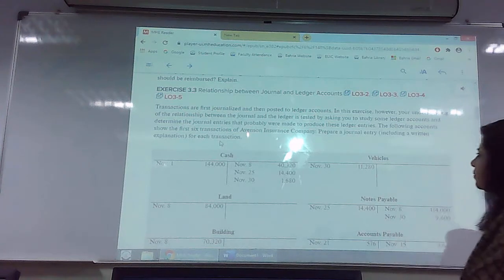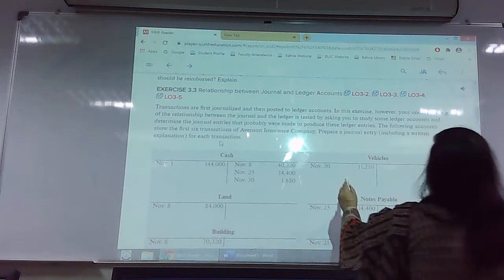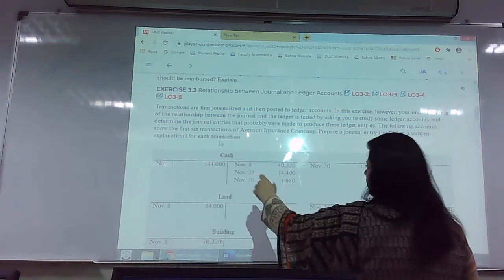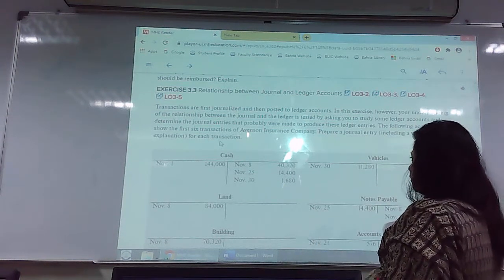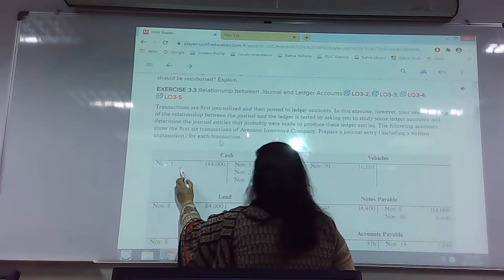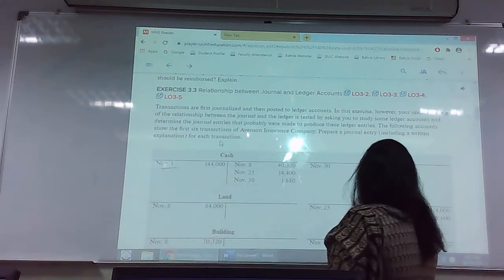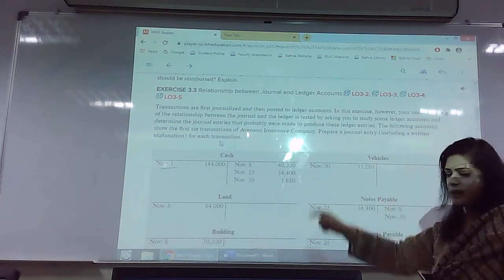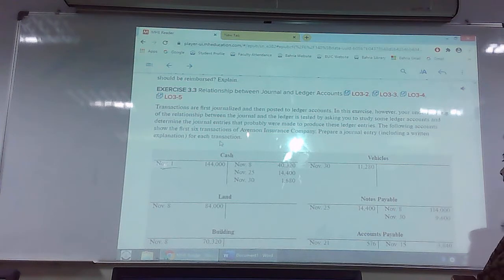So now you have Evanston Insurance Company. You have to prepare a journal entry including a written explanation of each transaction. So first of all, you have to look at the time period. So this was on November 1st. So you have to find another account to offset the debit in cash. As you can see that there is a debit in cash. So how do you offset this debit?